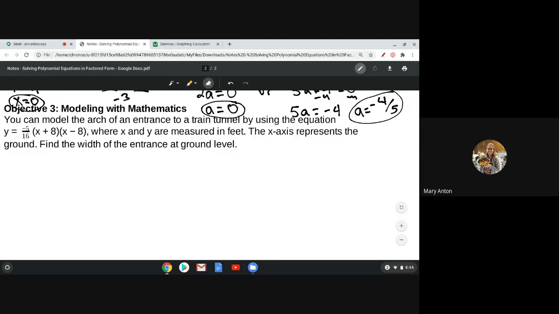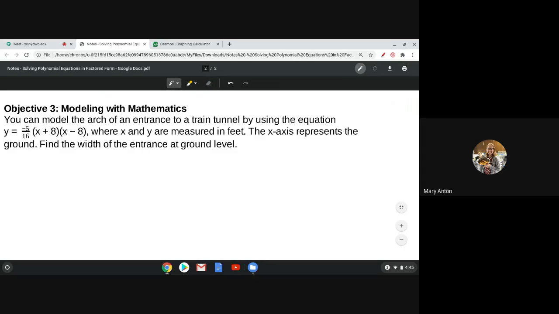All right. Objective 3, modeling. We can model the arch of an entrance to a train tunnel by using the equation y equals negative 5/16 times x plus 8 times x minus 8, where x and y are measured in feet. The x-axis represents the ground. Find the width of the entrance at ground level. Let's use our good friend Desmos for this.